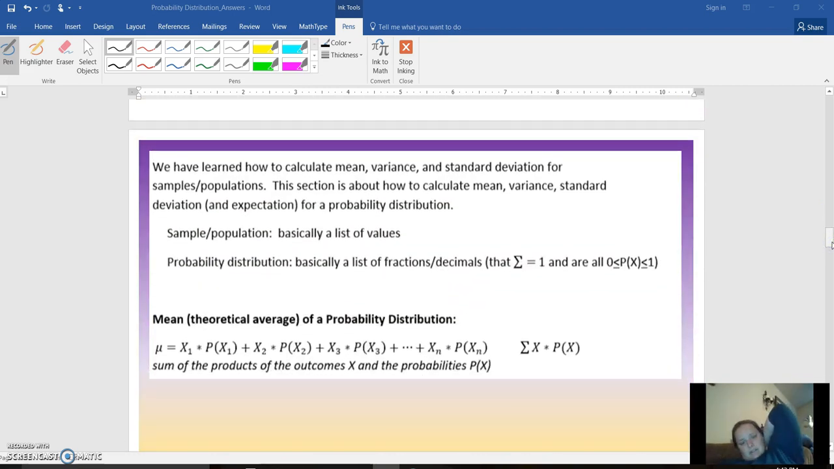All right, so we've determined how to find the mean, that's the average, the variance, and the standard deviation for different samples and populations. So now, if you just have a probability distribution, I'm going to show you how to find the mean if it doesn't fall within a set of numbers, if you have probabilities of events happening. So this is the formula. Okay, I'm going to show you what it means.